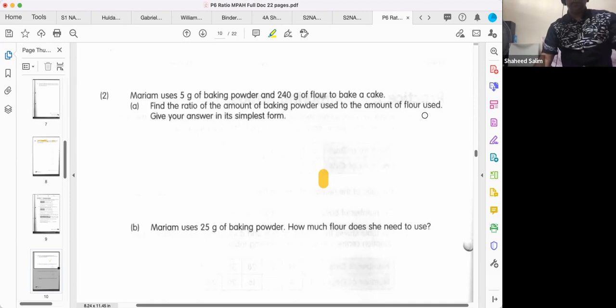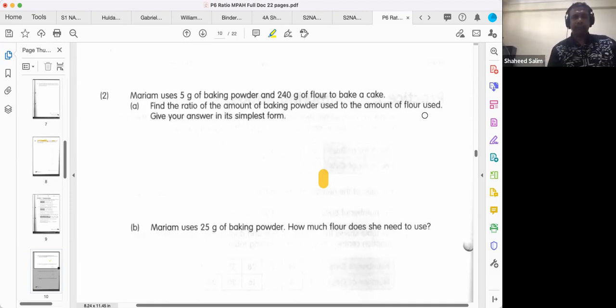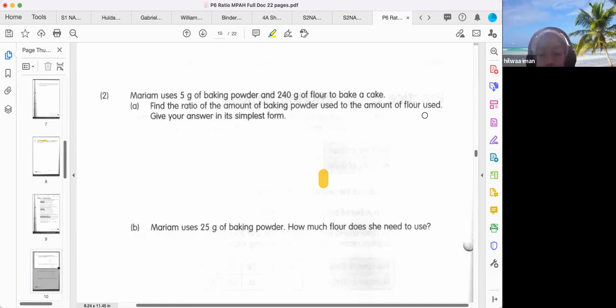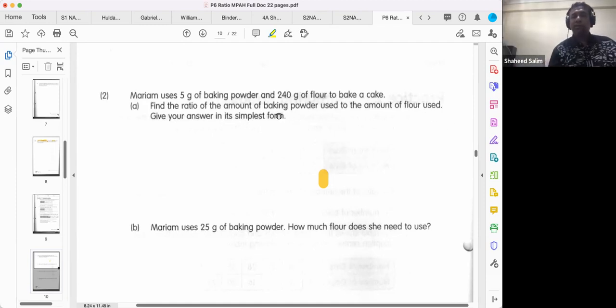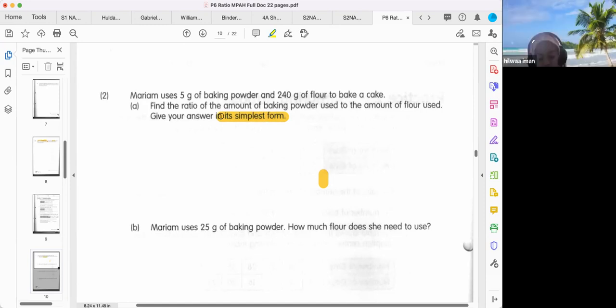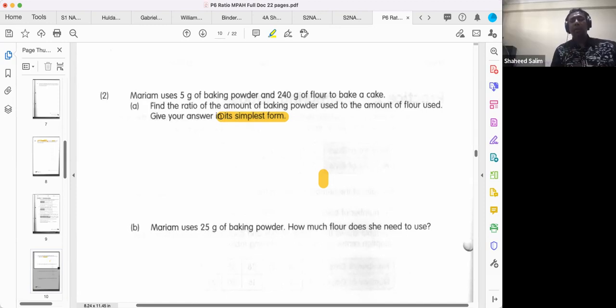How can you do it? For A, what's your answer? Do you understand the question? What answer for A? Still doing. It is 5 to 240. Yes, but you must bring it to simplest form. So what's the answer? Can you use a calculator? No problem, use a calculator. You have a calculator? It is 1 to 48. Now try B.